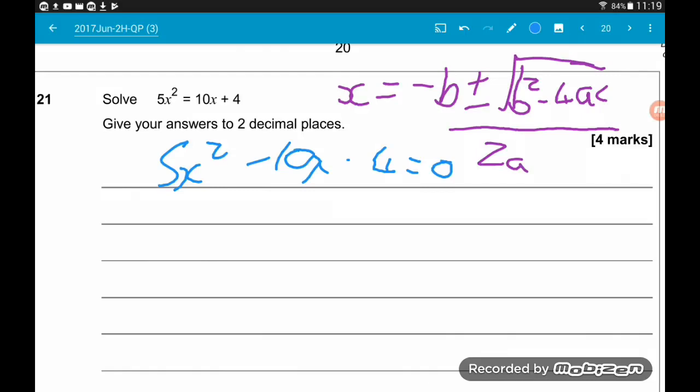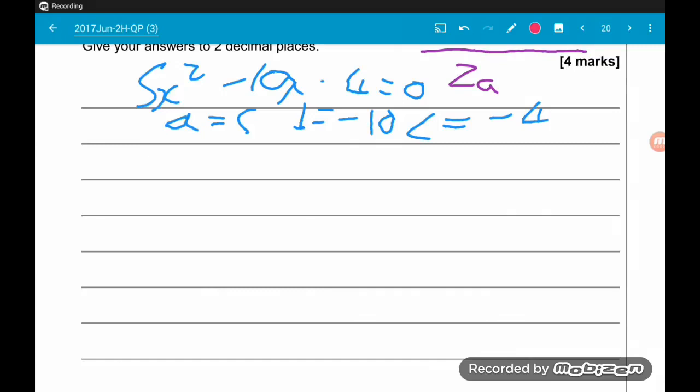Now, there's a bit of a clue here, given that we're on the calculator paper, and the question says to give our answer to 2 decimal places. That tells us we have to use the quadratic formula, which is this attractive looking guy up in the top right. So here our A is 5, B is minus 10, and C is minus 4.